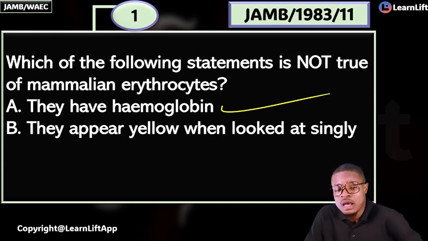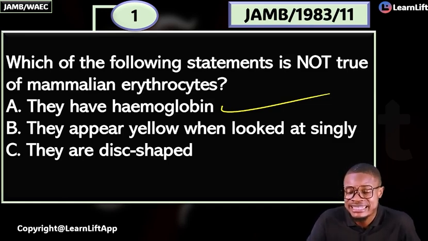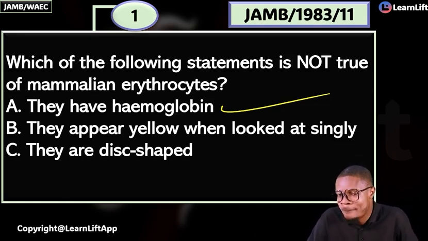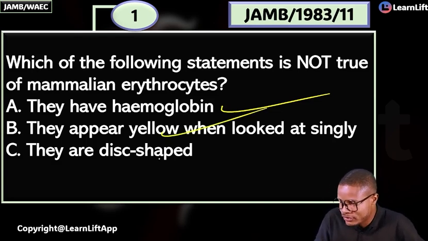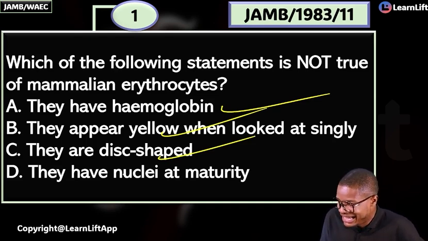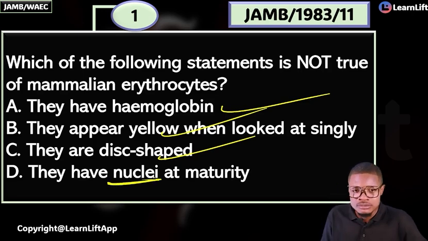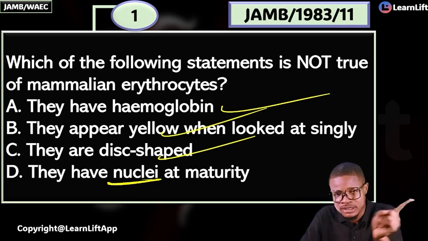Okay, all right. And then option C says they are disc-shaped. Yes, they are discoid or biconcave in shape. I gave it to you. So they are disc-shaped, correct. Beautiful. And then option D says they have nuclei at maturity. No, they lack a nucleus. RBC, do they have a nucleus? No. At maturity, they lack a nucleus.